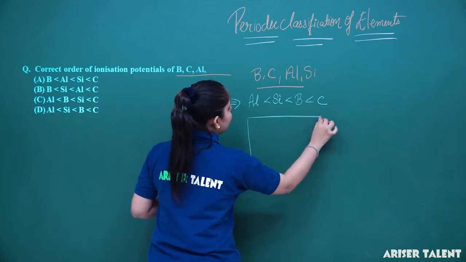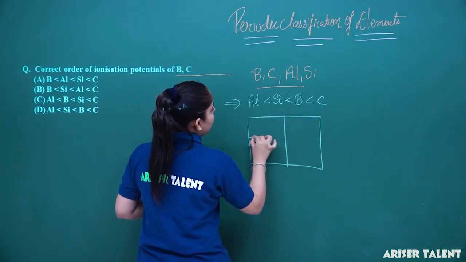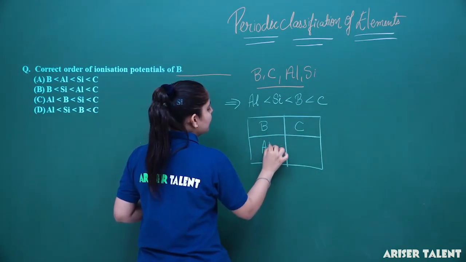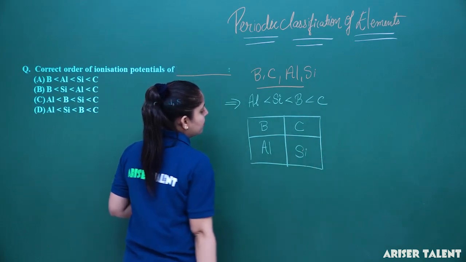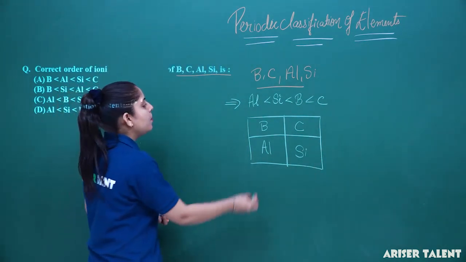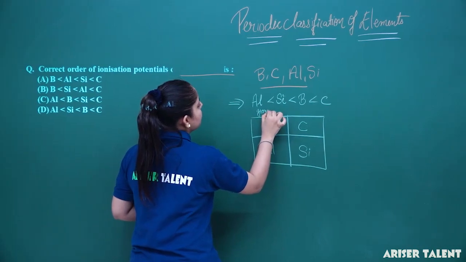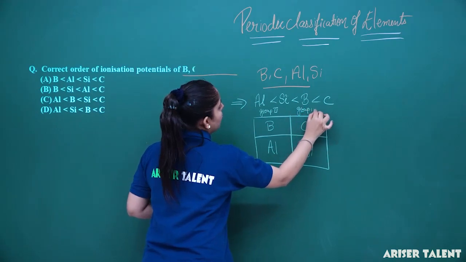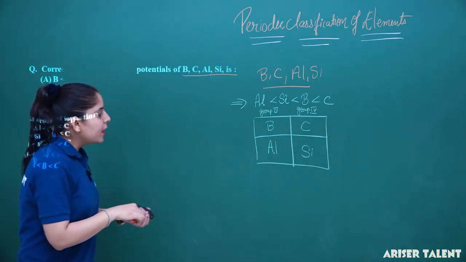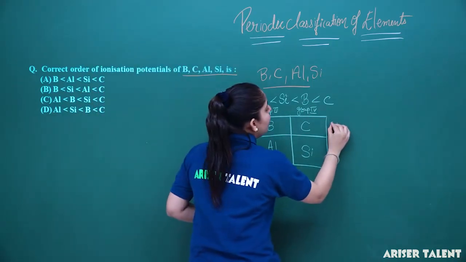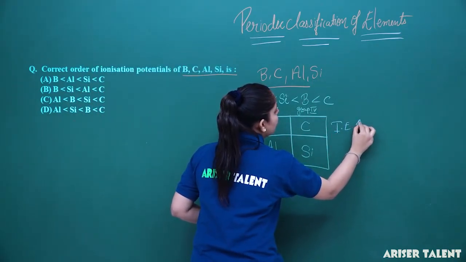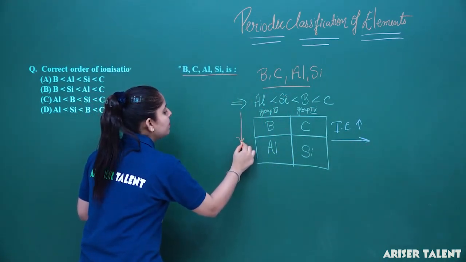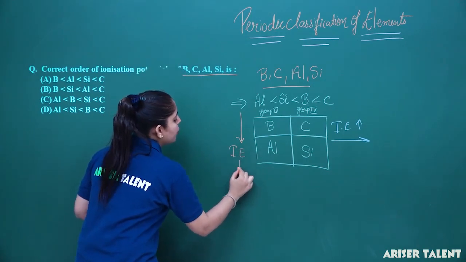Now, why is this the order? Let us consider the modern periodic table here. We can see that boron lies here, carbon lies here, aluminium lies here, silicon lies here. So this is the observation in the group. This is our group number 3 and this is our group number 4. Now you can see that if I am talking about the ionization enthalpies, from left to right in the periodic table, ionization enthalpy increases. But if I am moving from top to bottom, the ionization enthalpy is going to decrease.